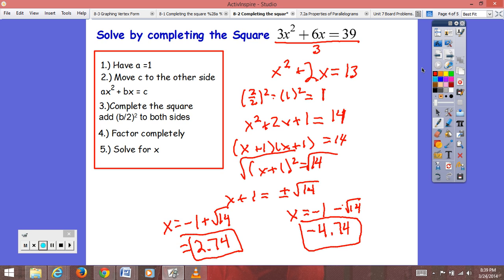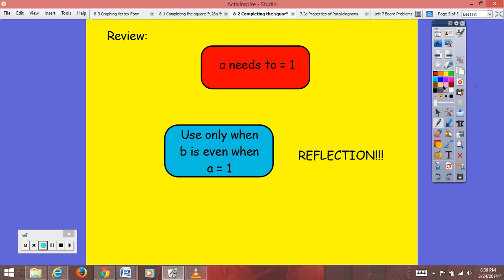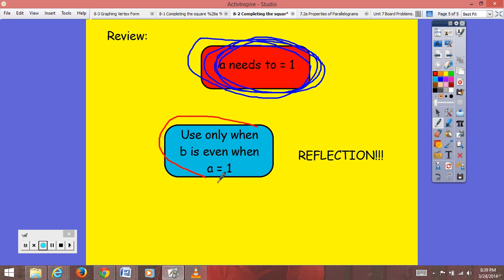Okay, to review, for completing the square to work, your a has to be 1. In order to do that, you have to divide your whole equation by your a value. That'll give you the 1. And again, remember, you can only use completing the square when b is an even number and a is equal to 1.